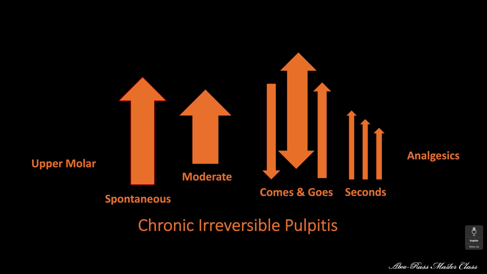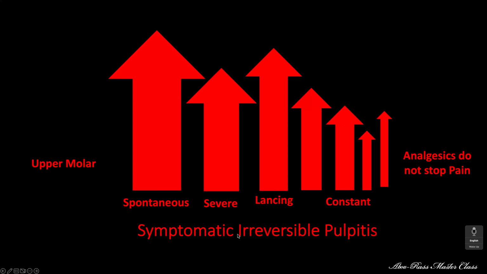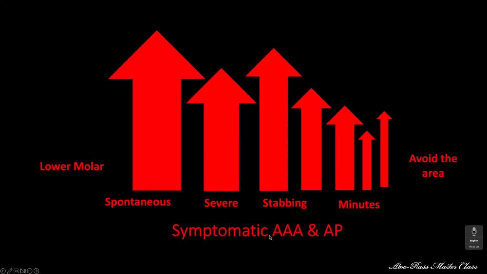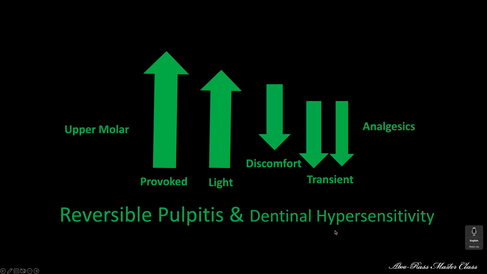You're going to have the chronic irreversible pulpitis. You're going to have the symptomatic irreversible pulpitis. And you're going to have the symptomatic acute apical abscess and apical periodontitis. And you're going to have the reversible pulpitis or dentinal sensitivities. All of these pulpal conditions could exist in addition to the pulpal calcifications, whether it is in the chamber or in the canal.